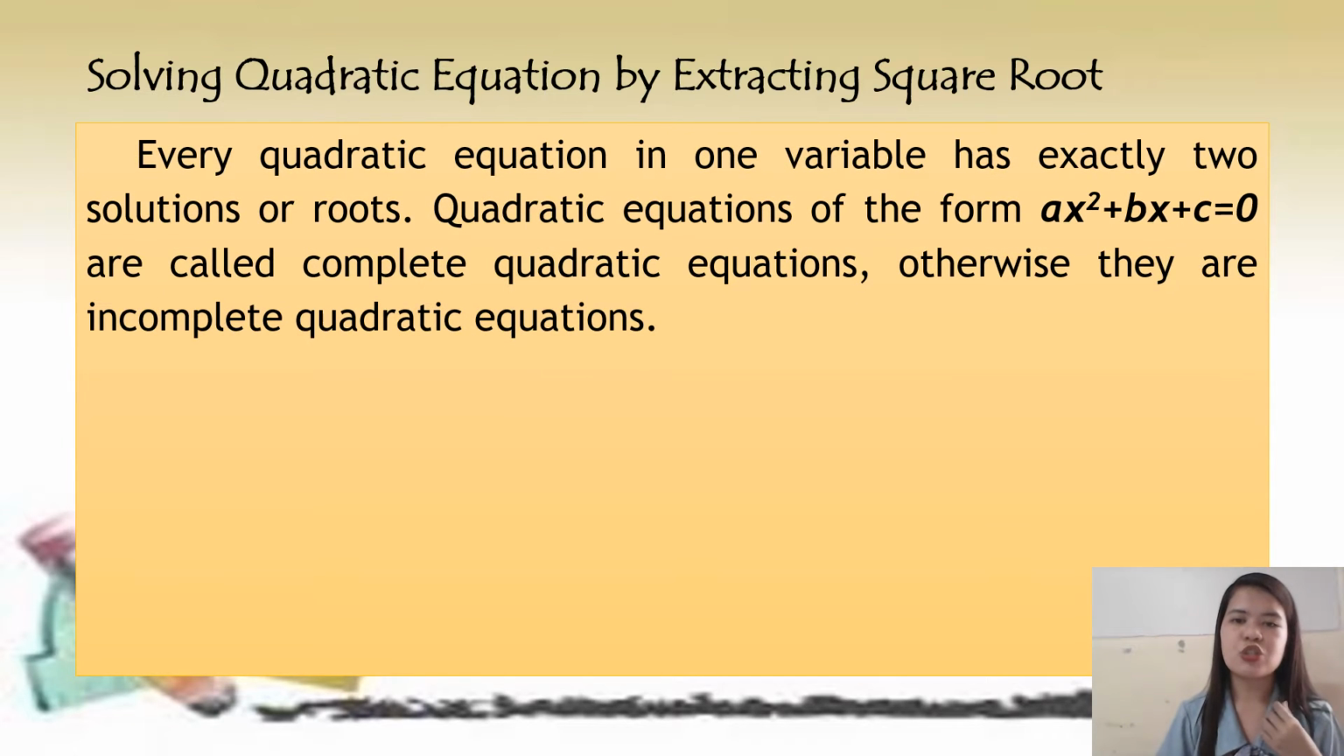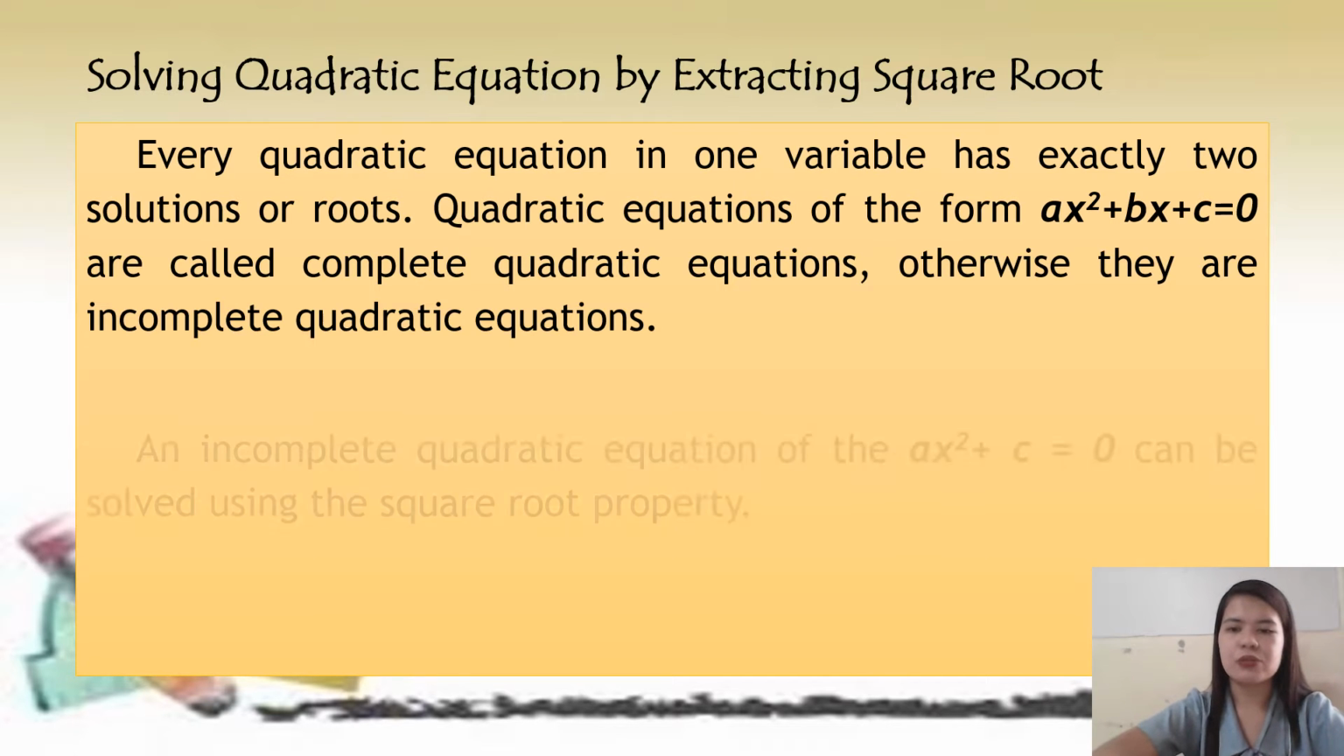Every quadratic equation in one variable has exactly two solutions or roots. Quadratic equations of the form ax squared plus bx plus c equals 0 are called complete quadratic equations. So kapag ang isang quadratic equation ay nakakompleto at meron siyang values ng a, b at c, ibig sabihin siya ay complete quadratic equation. Kapag naman hindi, halimbawa wala siyang bx, meron lamang siyang ax squared plus c equals 0. O kaya naman wala siyang c, ax squared plus bx equals 0. Ang tawag sa kanila ay incomplete quadratic equations.